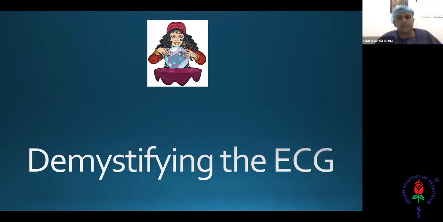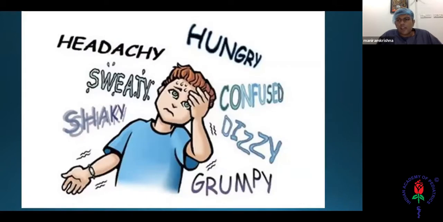So without wasting much time, I'll go to the first talk, which is on the basics of ECG interpretation. I call it demystifying the ECG because this is how I used to feel whenever I was presented with a tachyarrhythmia when I was a pediatric resident. I had absolutely no idea what to do next. Every tachyarrhythmia was SVT unless proven otherwise. And the only drug I knew of was adenosine. And if adenosine doesn't work, I was at my wit's end.